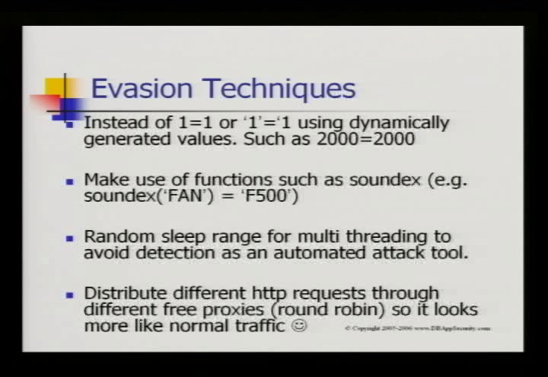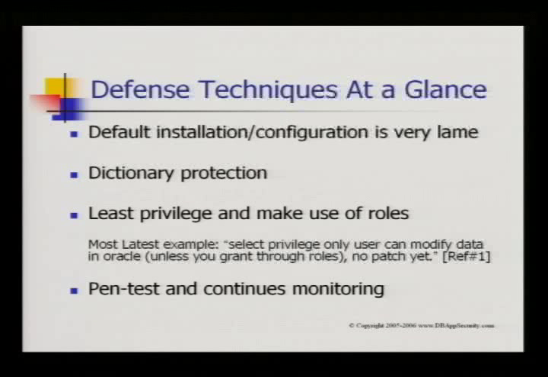There are also some interesting evasions. For example, you can use a soundex function equals something, which looks totally different. That way, catching that pattern is really difficult. You can also lower your threads and distribute across proxies so that it looks more normal.